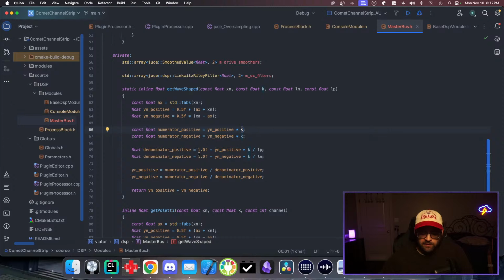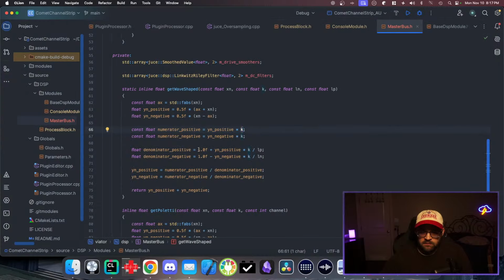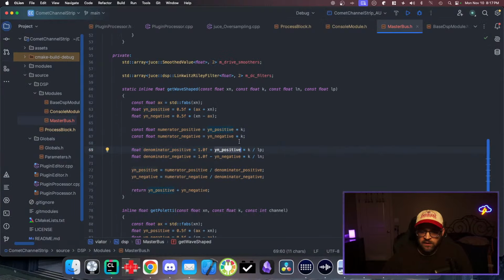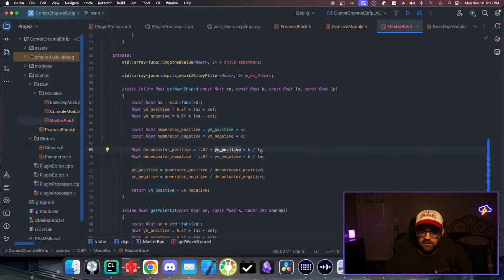Then we have the denominator for each one. So the positive one is 1 plus yn positive times k, which is this, k times yn positive. And then that is divided by the LP, which we are passing here.